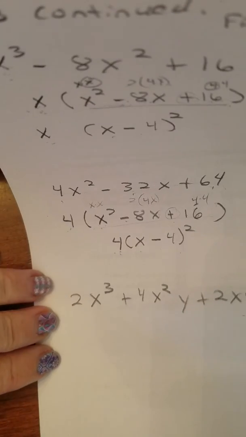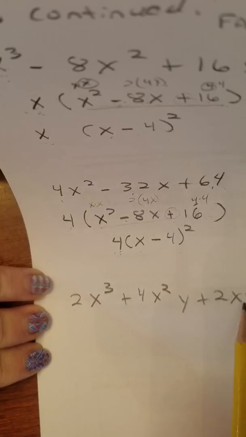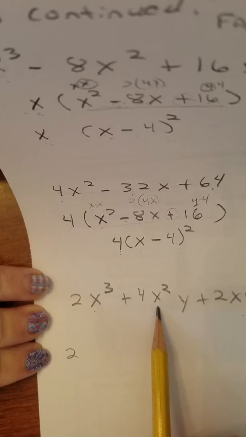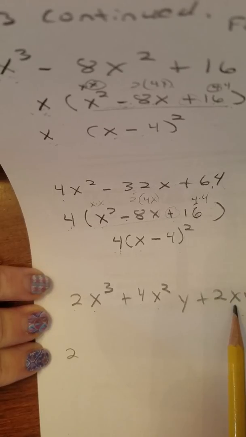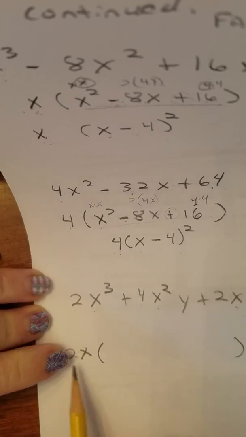We'll look at one more. Okay, is there a GCF? Well, the coefficients are all divisible by 2. This has an x cubed, an x squared, and an x to the first, so they all have at least one x. So I'm going to factor that out, a 2x.